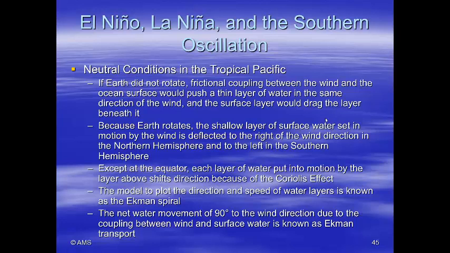Each of the layers of water is put into motion by the layer above, and it shifts direction because of the Coriolis effect. The model to plot the direction and speed of water layers is known as the Ekman spiral. And what we have is a net water movement of 90 degrees to the wind direction due to the coupling between the wind and the surface water, known as Ekman transport.